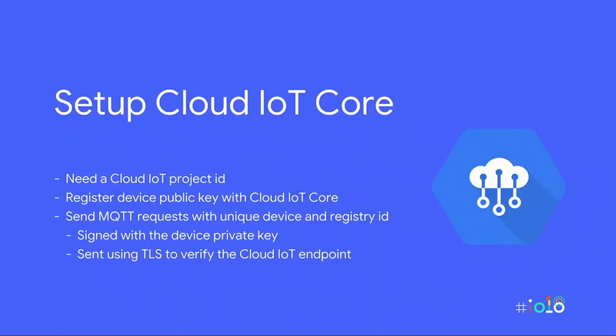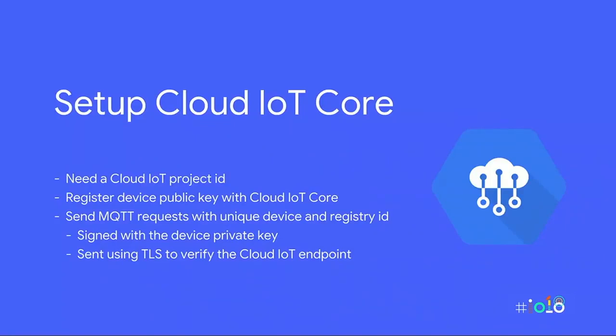So in Cloud IoT, we register the devices. You'd have an app on your phone with some credentials, and you would take that public certificate that we created earlier, and you would give that to Cloud IoT so that it knows the device and that it can trust it. We then use MQTT to send requests to Cloud IoT with our device ID and signed with our key.